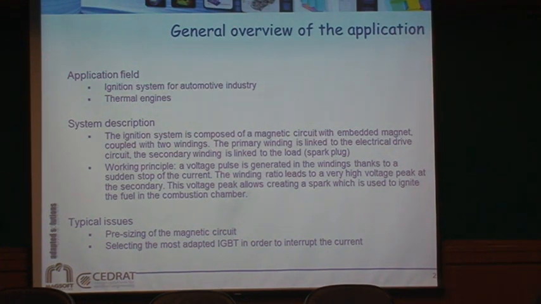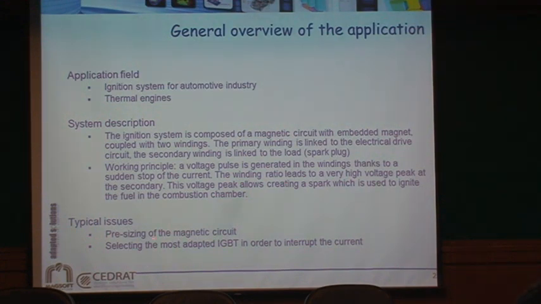have two windings. The primary winding is linked to the electrical drives. The secondary winding is linked to the spark plug. So whenever I have an energy that goes through the primary, I open the primary so the energy has to go somewhere, and it goes through the secondary, and this is how I get those big spikes. Pulse in the winding, so that's the source winding. Now, okay, we stop the current in the source winding, and then we get a pulse in the secondary.